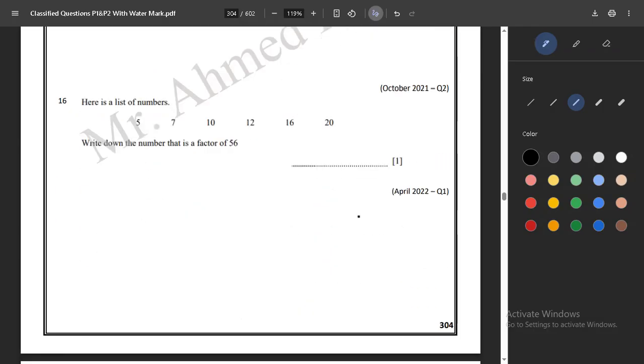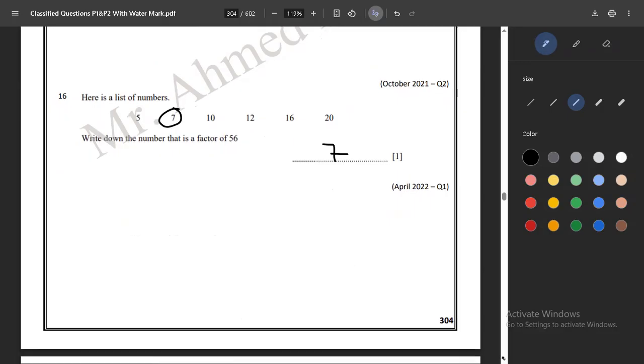Here is a list of numbers. Write down the number that is a factor of 56. You're going to find that the only one that is a factor of 56 is 7. It is 7 times 8.